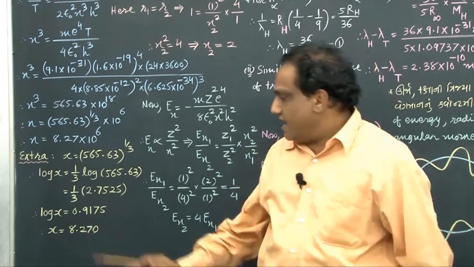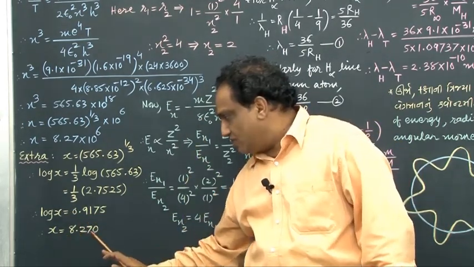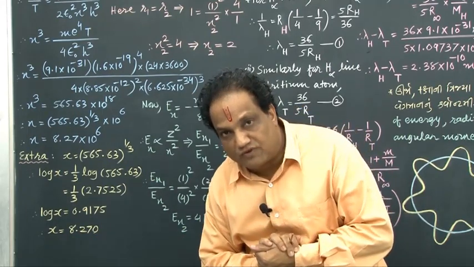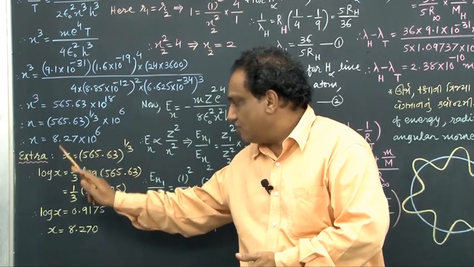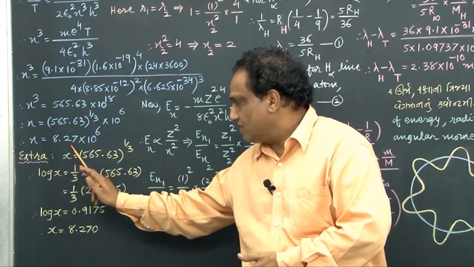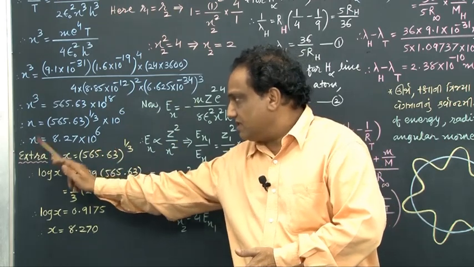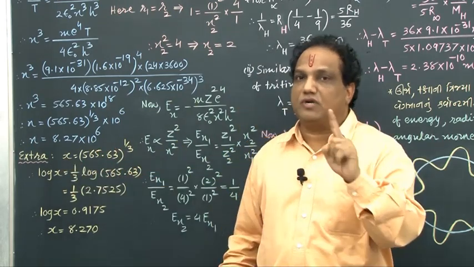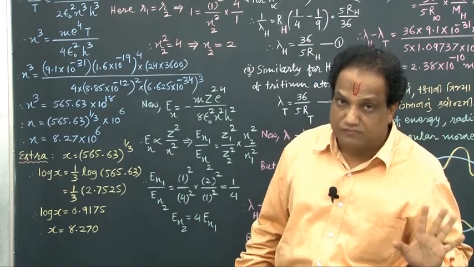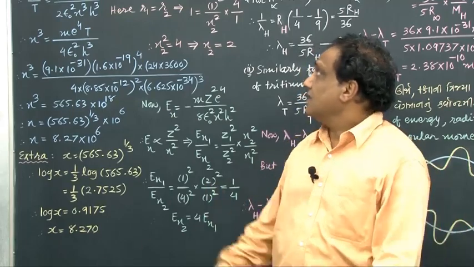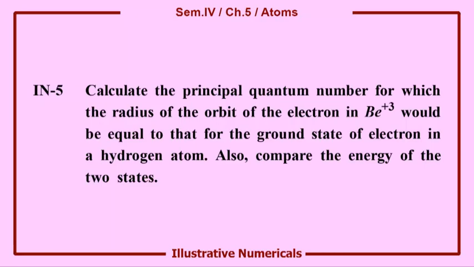Once you know log x, if log x equals something, then x will be antilog of something. x will be antilog of this part. It comes out to be 8.270. So the value of the cube root of this comes out to be 8.27, multiplied by 10 raised to 6. This much is the value of n, that is the principal quantum number or order of the circular orbit of the electron. Got it? Fine. Now kindly read the statement of illustration number 5.